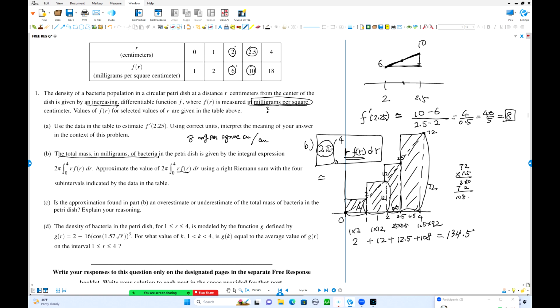2 pi, okay? We multiply. So finally, the mass of this bacteria, okay? The mass of bacteria is what? 2 pi times, I'm sorry, we calculated already. 2 pi times 134.5, okay? Just approximate to 3 decimal places. Are you okay with this? If they didn't say any specific number of decimals, we usually write 3 decimal places, okay? How much is this one? 2 times pi times 134.5.